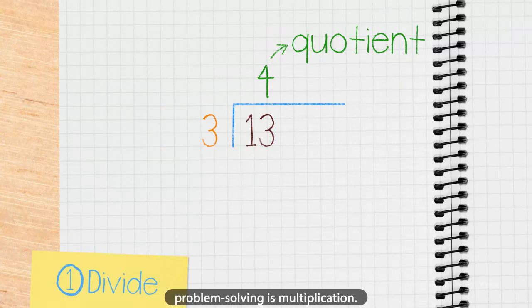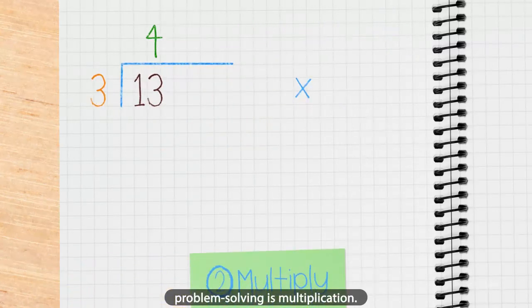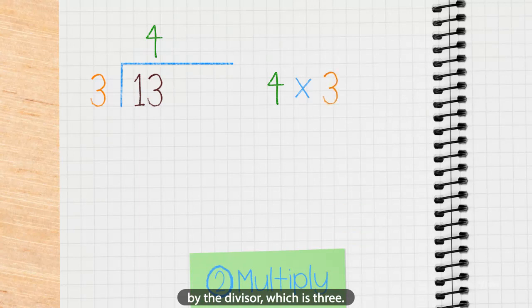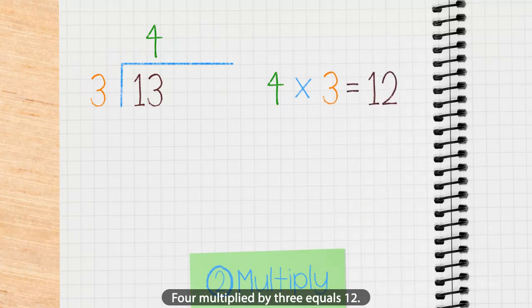The next step in the problem solving is multiplication. Multiply the quotient, which is 4, by the divisor, which is 3. 4 multiplied by 3 equals 12.